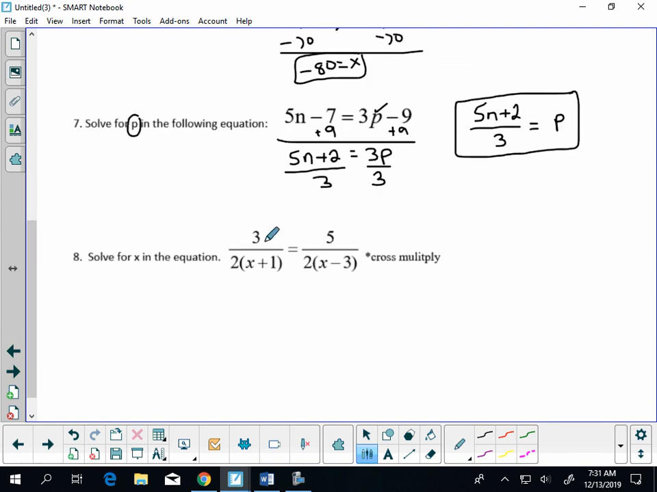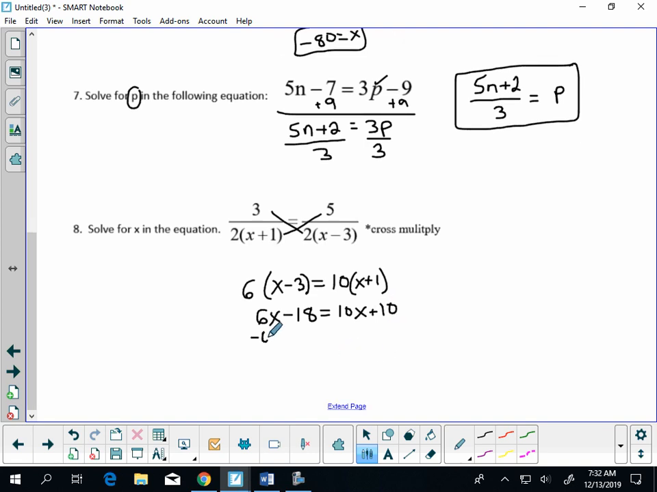All right, on this one, I'm just going to cross multiply, and I'm going to get 6(x - 3) = 2 times 5 is 10, x + 1. So all I did there was I cross multiplied. Now I still have to distribute. I'm going to get 6x - 18 = 10x + 10.